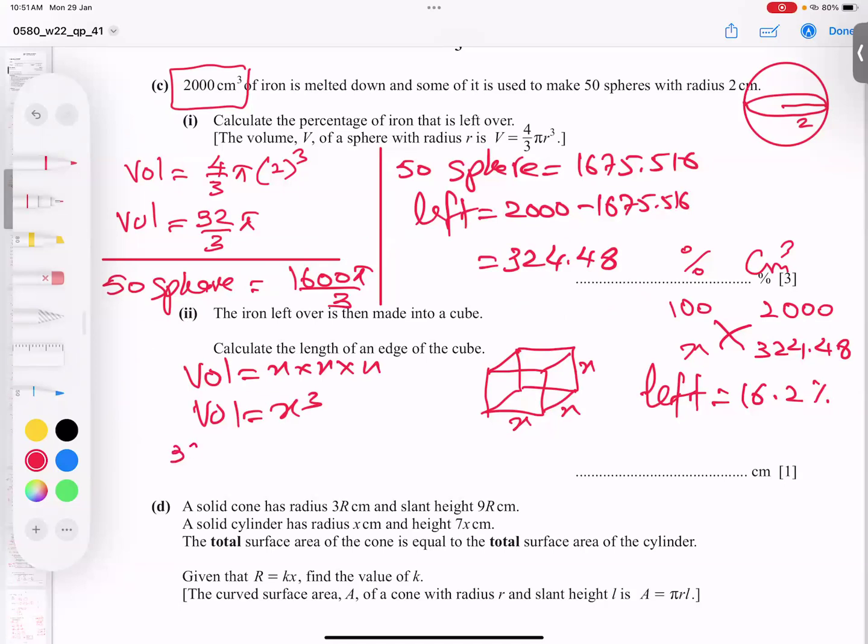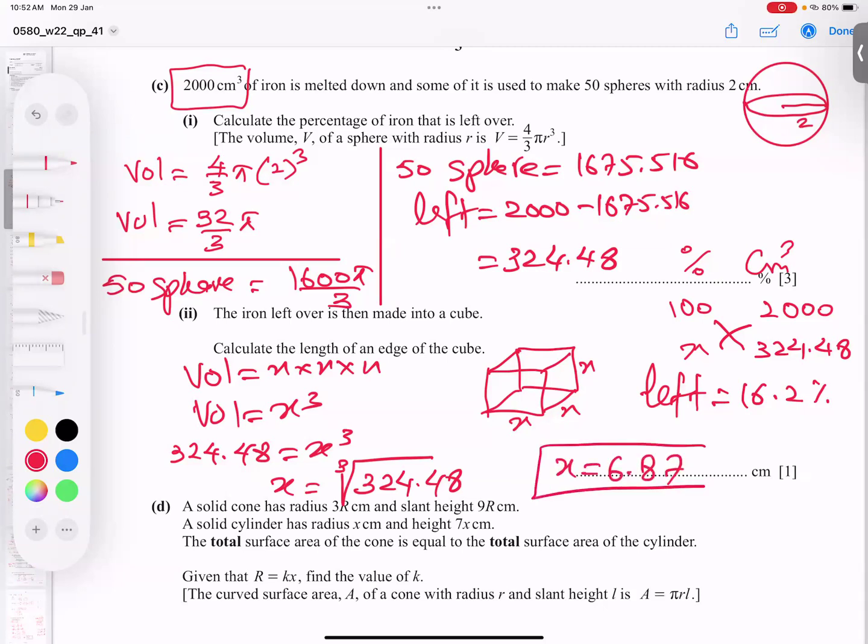The reason is very, very clear. So x cube, if cube goes to the other side, it becomes cube root. Look, I'm showing cube root. Cube root of 324.48. And if I take the cube root of that 324.48, my answer comes out as 6.87 centimeters. So alhamdulillah rabbil alameen, this is done.